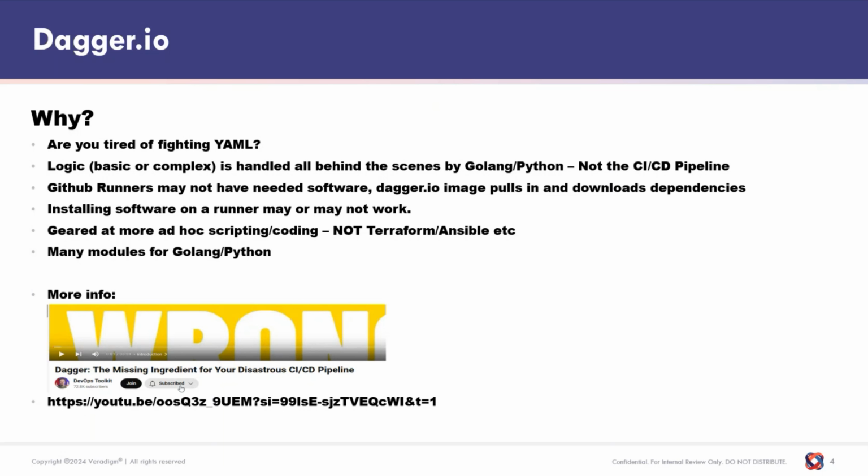The other thing is, of course, GitHub runners may or may not have the needed software. While Dagger.io spins up, it looks at what dependencies are needed, and it will pull those dependencies into that container at runtime. The bonus of that is that anything you run will be downloaded and installed into that container. The GitHub runner is not getting anything installed. You can run on any GitHub runner you want, and it's going to run the same each time because it's all being pulled into that ephemeral container.